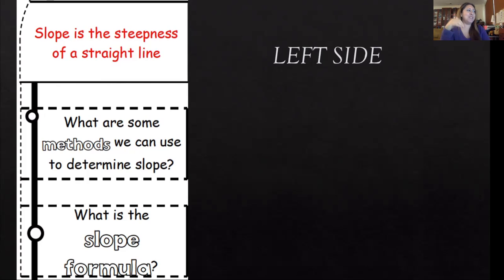So slope is the steepness of a straight line. All right. Again, that's already preset for you guys. The second one though is not. So what are some methods we can use to determine slope?